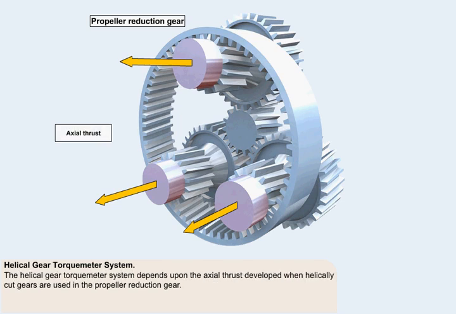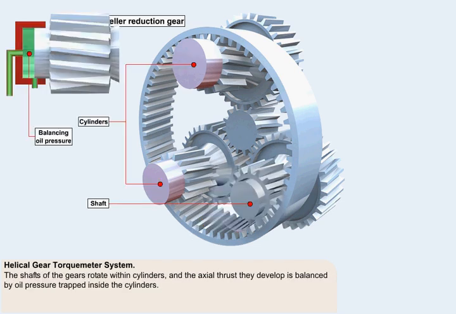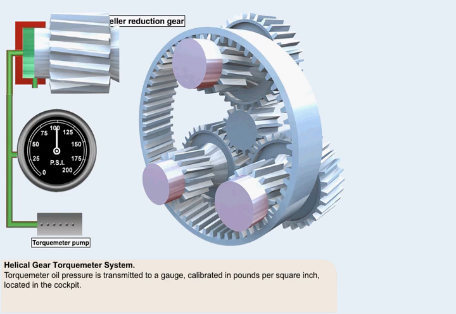The helical gear torque meter system depends on the axial thrust which is developed when helically cut gears are used to transmit power through the propeller reduction gear. The shafts of the gears rotate within cylinders, and the axial thrust they develop is balanced by oil pressure trapped inside the cylinders. Torque meter oil pressure is transmitted to a gauge in the cockpit. The gauge is calibrated in pounds per square inch.